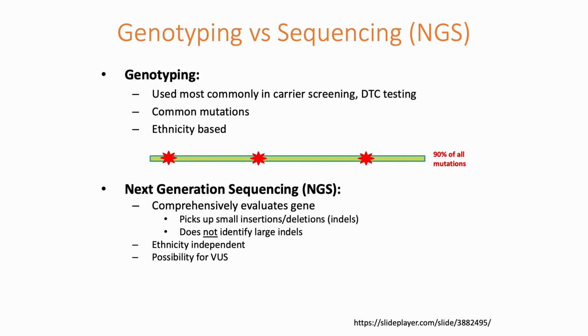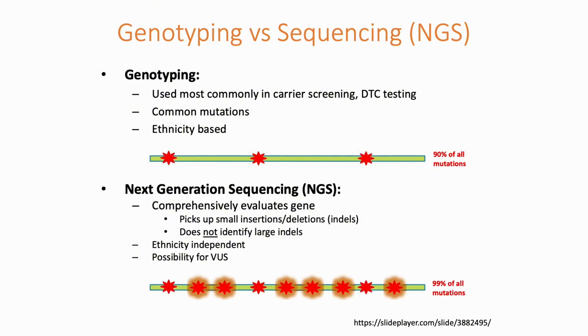In contrast, next-generation sequencing, or NGS, offers a more comprehensive evaluation of genes. NGS allows us to analyze a broader range of genetic variations, including small insertions and deletions, also known as indels. However, it's important to note that while NGS is excellent at picking up these small changes, it may not identify larger indels. Additionally, NGS is ethnicity independent, making it a powerful tool for individuals from diverse backgrounds. However, it does carry the possibility of discovering variants of unknown significance, or VUS.